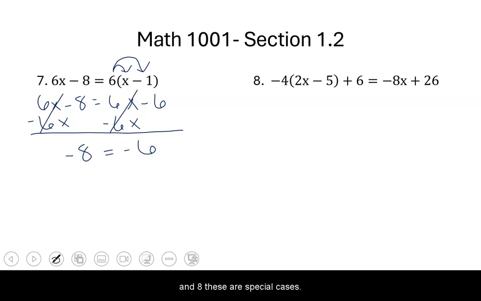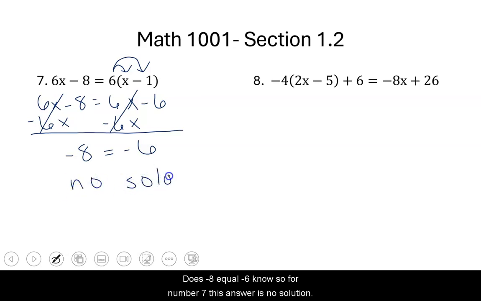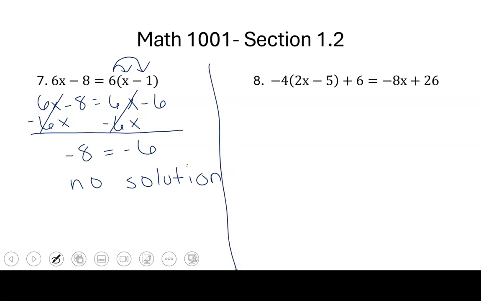So for number 7 and 8, these are our special cases. Does -8 equal -6? No. So for number 7, this answer is no solution. So if the x's cancel and the numbers do not match, it's no solution.